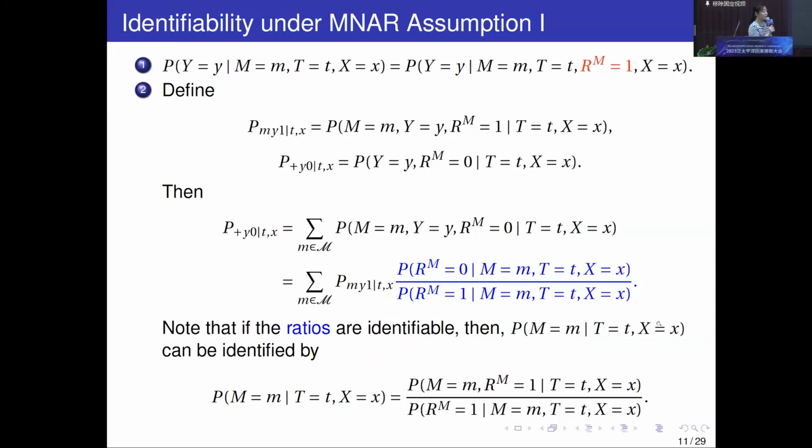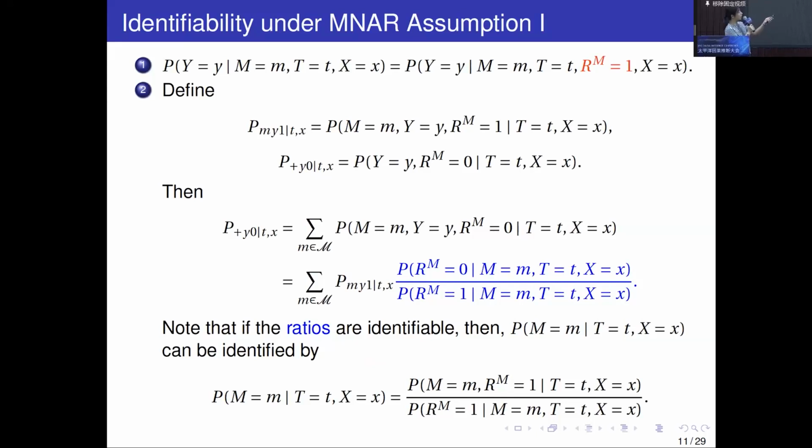Okay, here I want to show you the idea of how and when identifiability can be achieved in a very simple scenario. Let's assume that everything is categorical. For the conditional distribution of Y given M, T, and X, it's trivial because R_M is conditionally independent of Y given M_T and X.